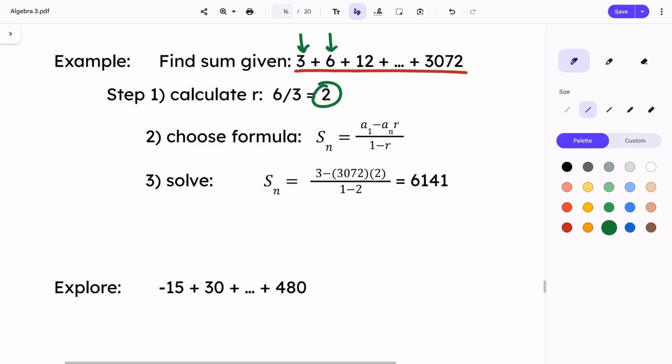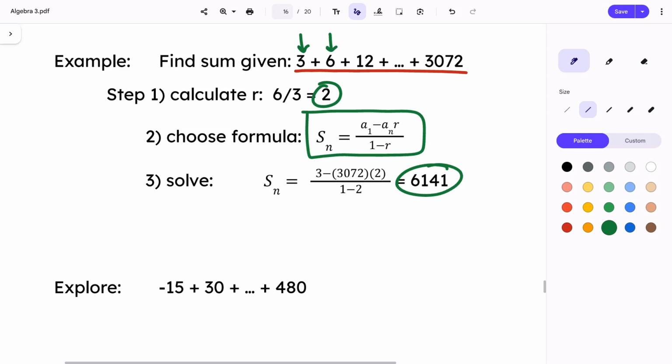The second formula that we haven't talked about yet is right here, and it looks a little different. We still are going to plug in our A1, which is a 3. We're still going to plug in our A sub n, which is 3072. Our ratio is a 2 here, and then it's all over 1 minus r, so 1 minus 2. They put all of this into a calculator, and they got 6,141.